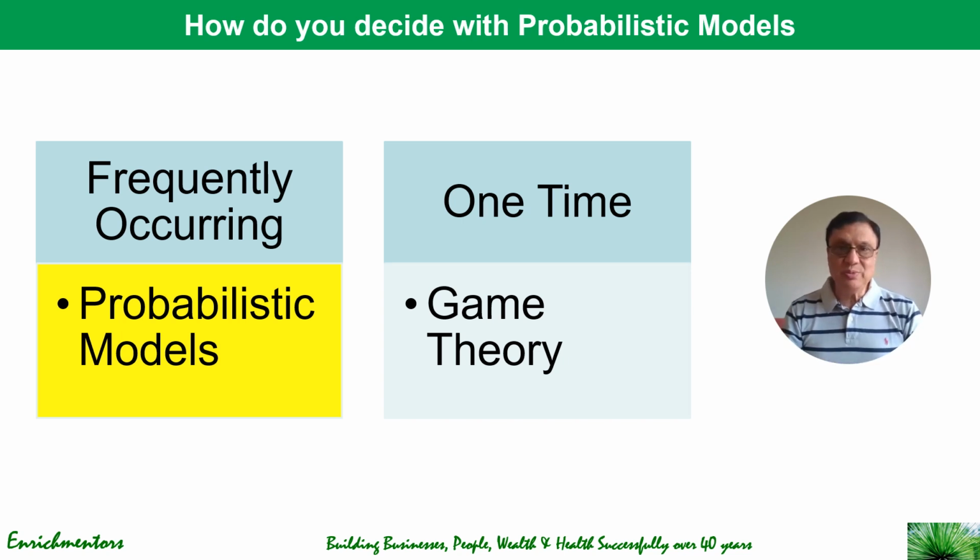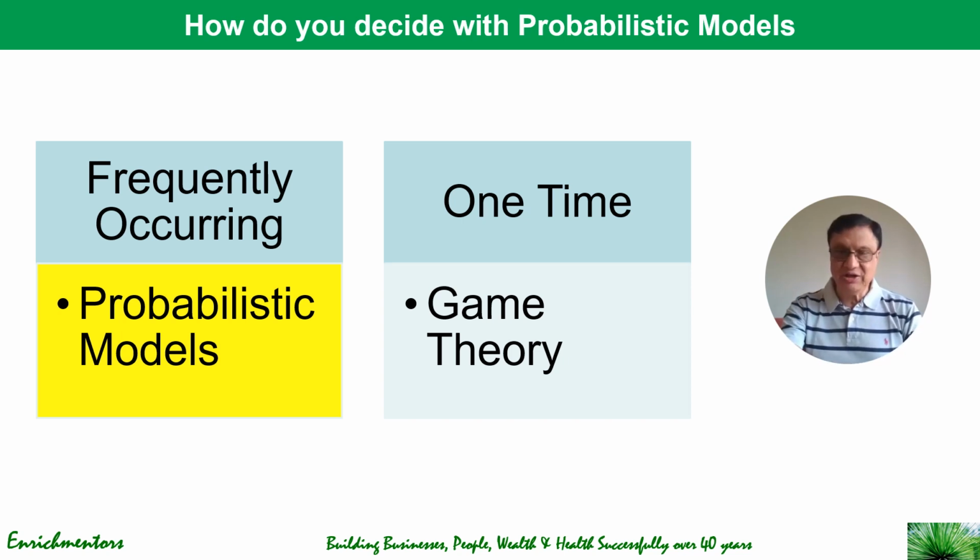So how do you decide with a probabilistic model? Have you heard of probability? Probability is simply, I think everyone knows it, if you toss a coin, what is the chance you get a head? And if you toss it 100 times, there's a good chance that 50% of the time the head will come. So the number of possible events that can happen, and the chance of the event that you want to happen, is what is called a probabilistic model.